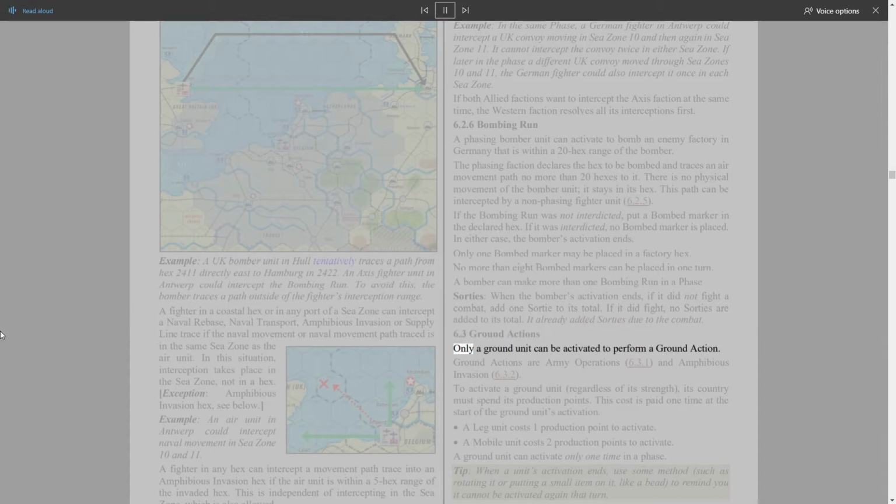6.3 Ground actions. Only a ground unit can be activated to perform a ground action. Ground actions are Army Operations, 6.3.1, and Amphibious Invasion, 6.3.2. To activate a ground unit regardless of its strength, its country must spend its production points. This cost is paid one time at the start of the ground unit's activation. A leg unit costs 1 production point to activate. A mobile unit costs 2 production points to activate. A ground unit can activate only one time in a phase.